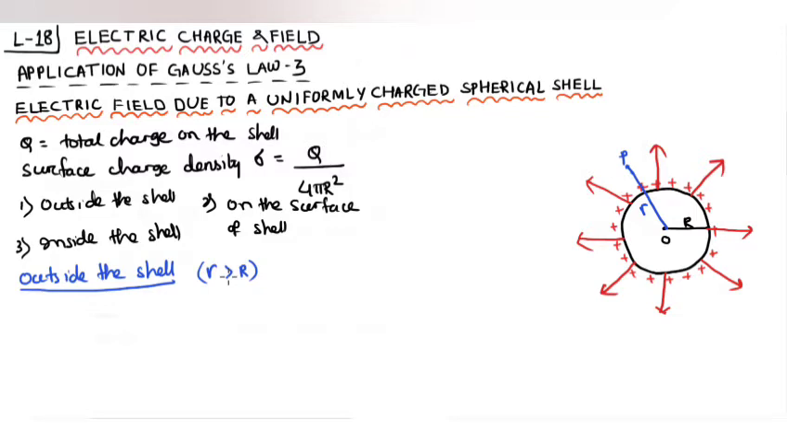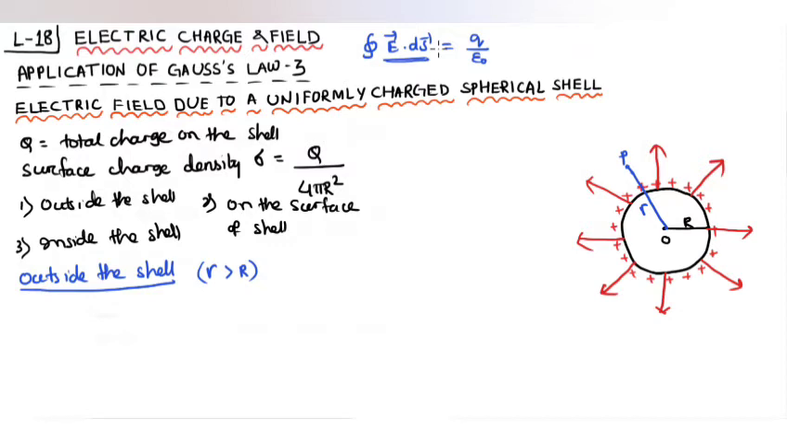So students, I had told you that whenever you are using Gauss law, you have to consider a closed surface, because if you look at the mathematical statement of Gauss law, it states that the closed surface integration of E dot ds is equal to 1 by epsilon naught times the total charge enclosed by the surface. So you have to integrate E dot ds over a closed surface, and that closed surface is known as Gaussian surface.